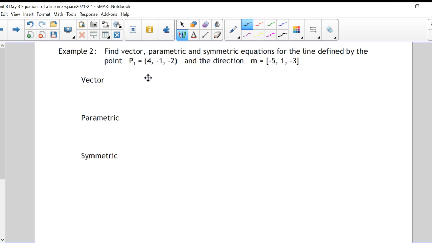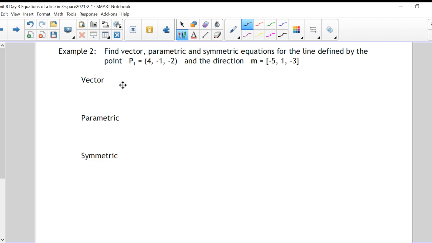All right, find a vector, parametric, and symmetric equation for the line defined by the point. And here is the point. So this again is nothing which should make anybody stumble. Here comes my vector form of the equation. So vector, parametric, and symmetric for the line defined by this. So here's my point.